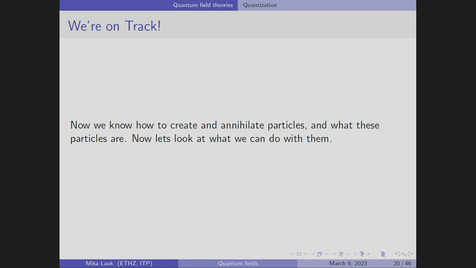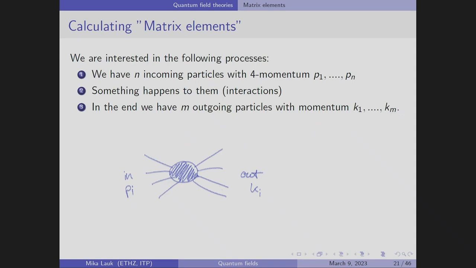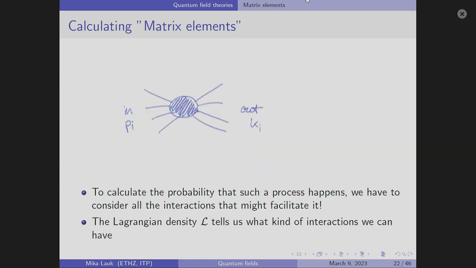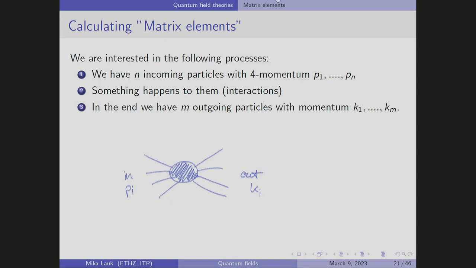So now we want to look at what we can do with them. And usually, the bread and butter of quantum field theorists, at least the people who do more phenomenology, is what we call calculating matrix elements. And matrix elements describe the following process. First, we have n incoming particles with some four-momentum. So these particles come in. Something happens to them. These can be one interaction or many interactions. And then we have m outgoing particles, again, with some different four-momentum.